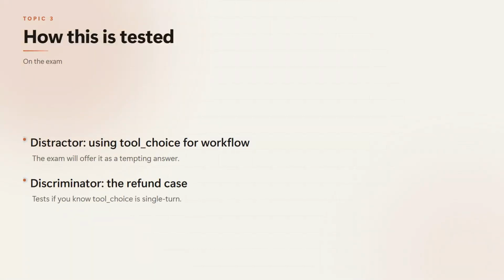On the exam, the distractor is using tool choice to enforce a multi-step business rule. They will give you a scenario like the refund case and offer forced selection as an option. The correct answer is to reject it and use a prerequisite gate instead. This is testcraft. They want to see if you understand the boundary of tool choice. Remember, it governs one request, not a session.